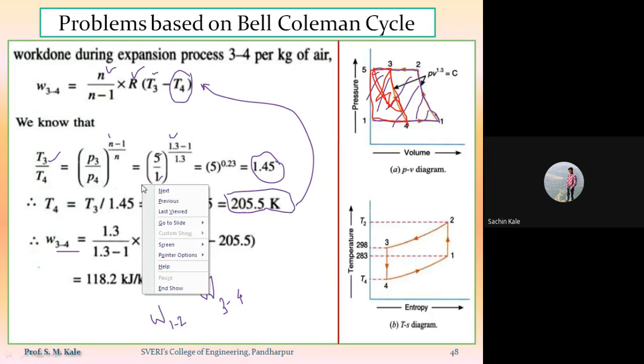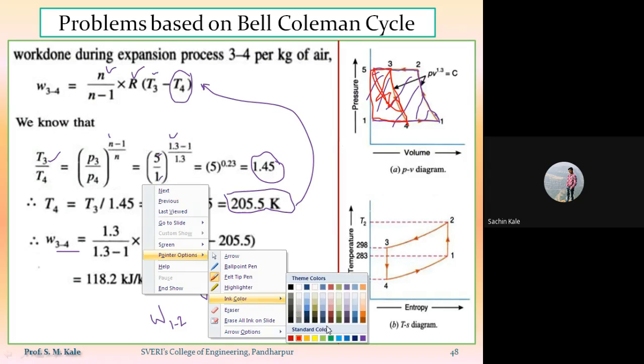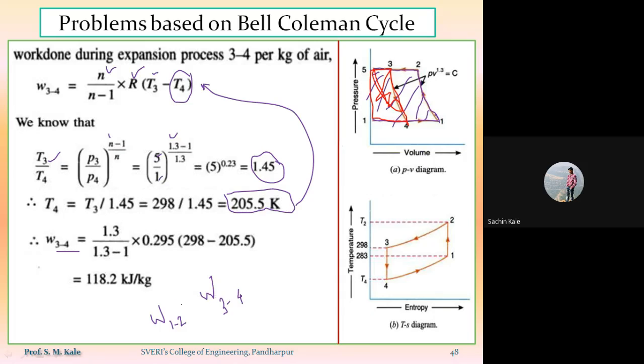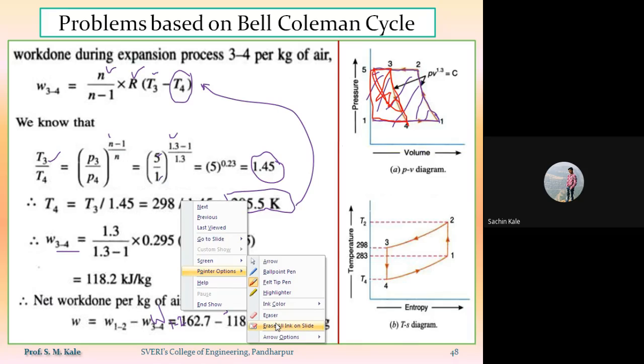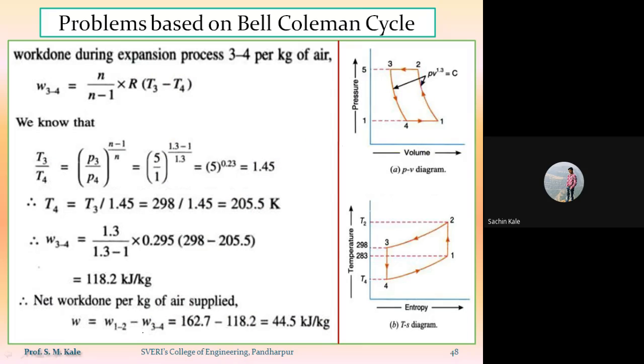So if I want to calculate the net work done during the process, then the net work done will be calculated using the formula W is equal to W1 to 2 minus W3 to 4. So here the net work done per kg of air supplied is W1 to 2 minus W3 to 4, which is equal to 44.5 kilojoule per kg. Now to calculate the value of COP, here we know the formula. COP is given by the amount of heat absorbed divided by W net.